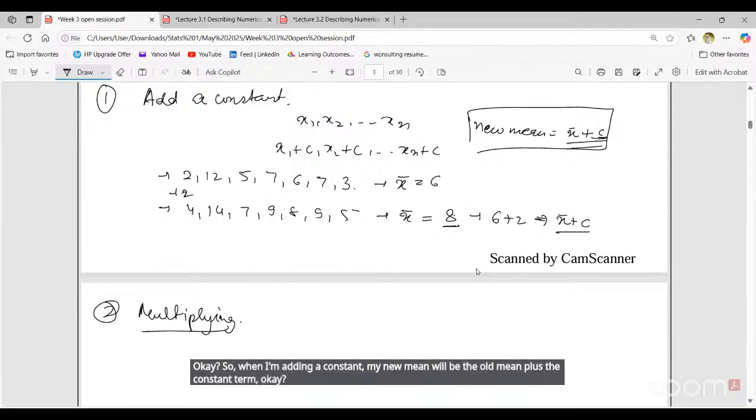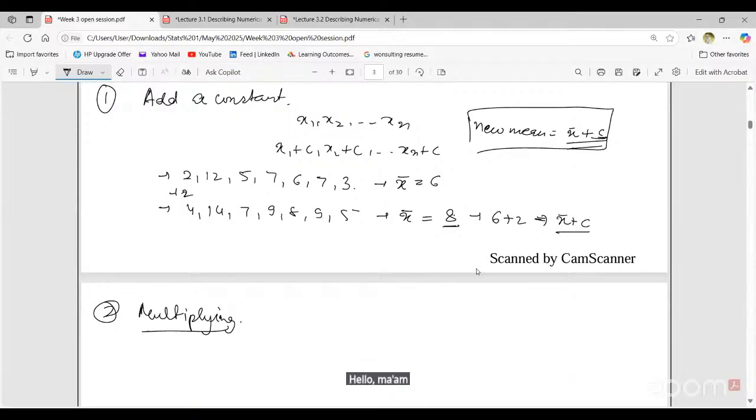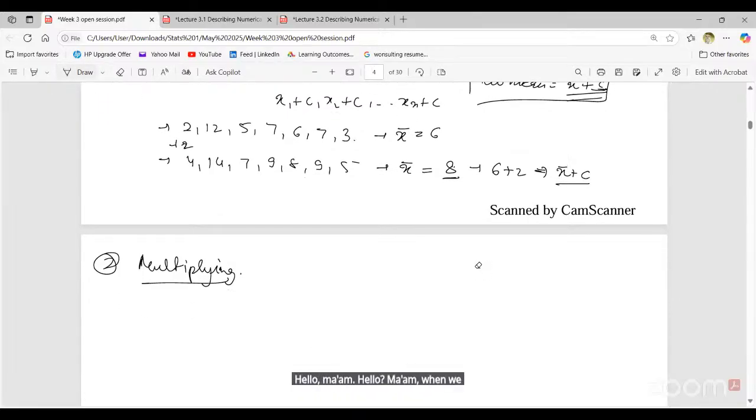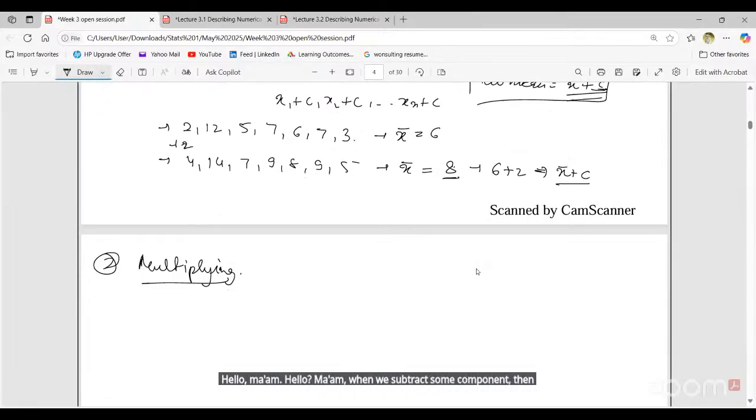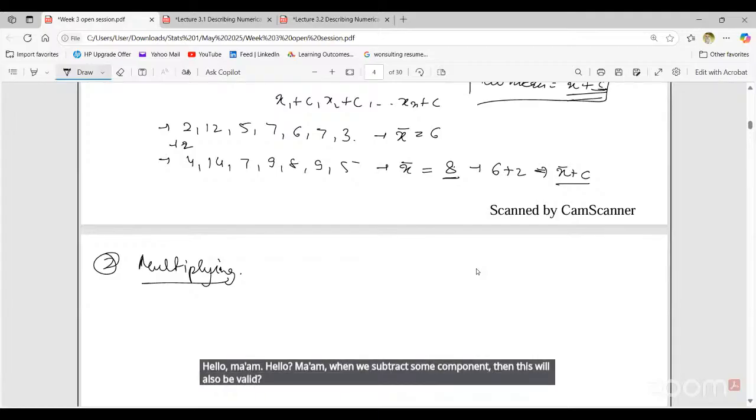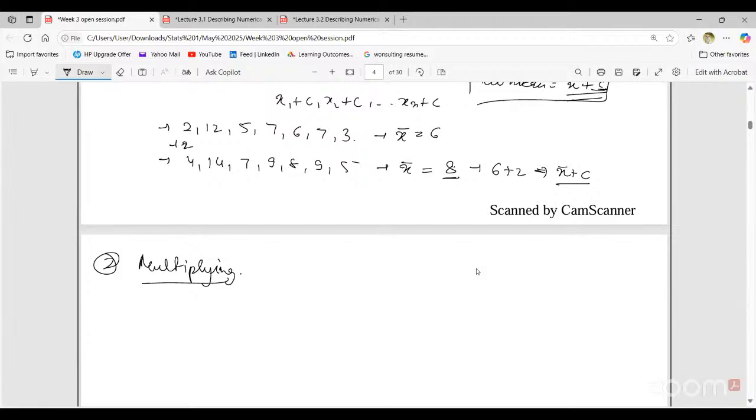Now similarly, multiplying. Hello. Ma'am, when we subtract some constant, will this rule also be valid? Let's check. Check it separately. Ma'am, I asked a question in the chat, please tell me. Yeah, we will come back. Let me just complete the theory part, then I will come back to it.